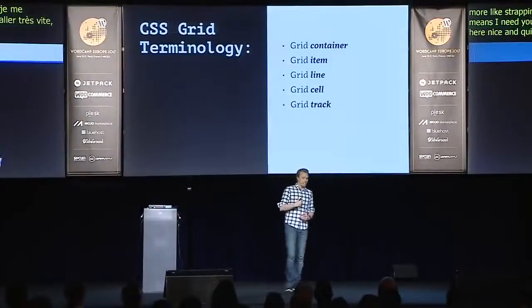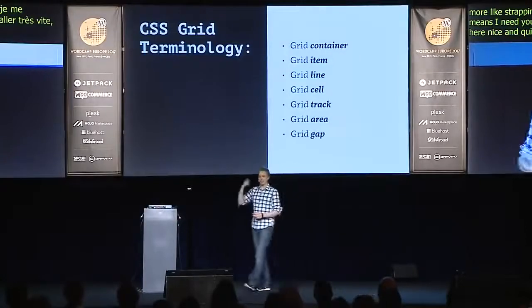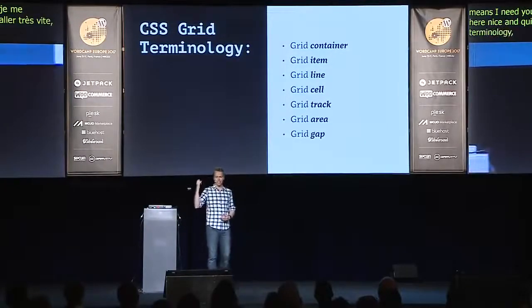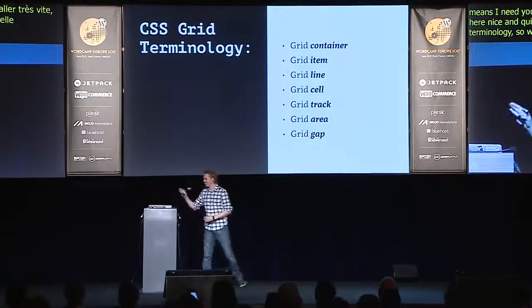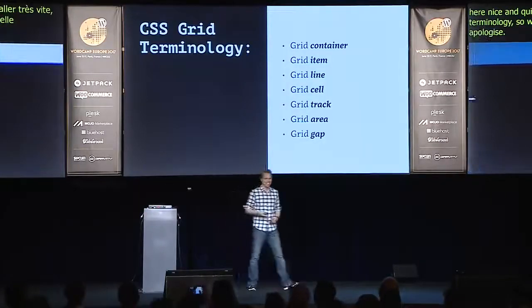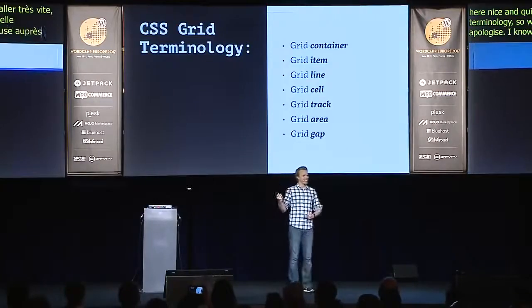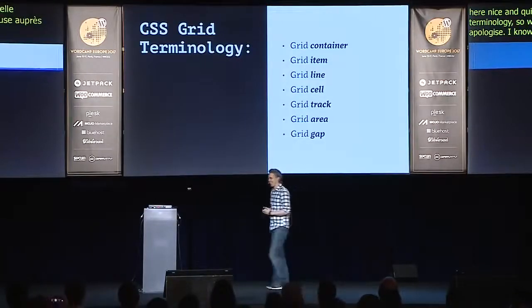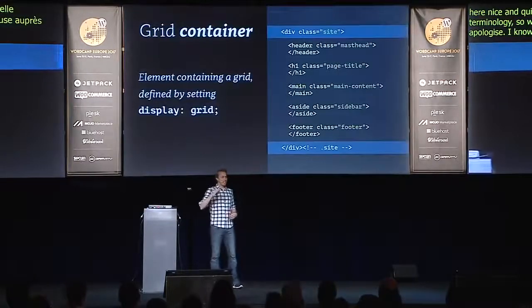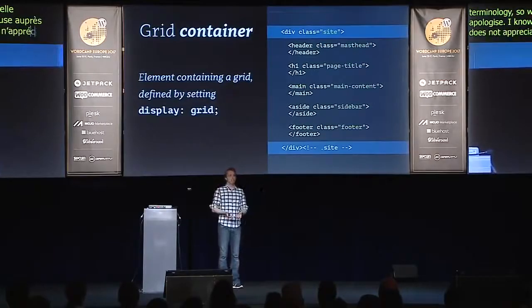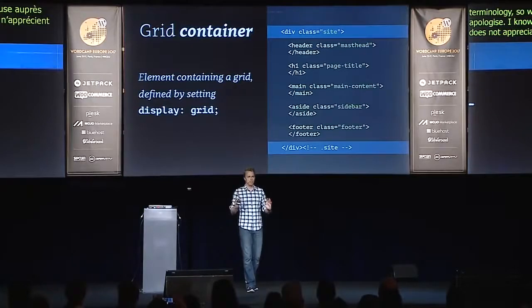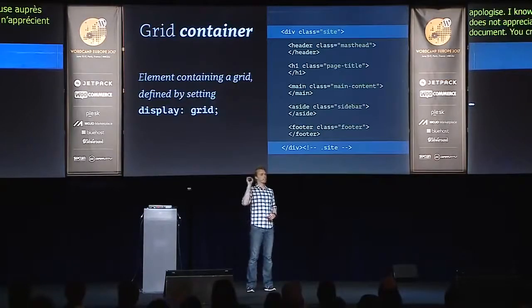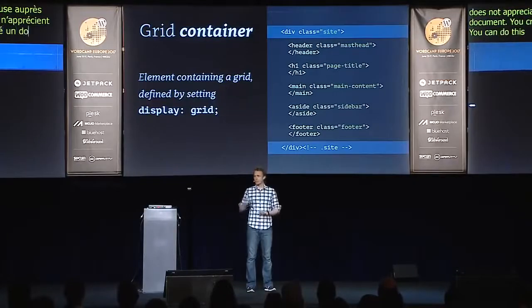CSS Grid needs new terminology. So we have grid container, grid item, grid line, grid cell, grid track, grid area, grid gap. I apologize. I know you have to do this. There's a simultaneous translator who does not appreciate me speaking fast. So grid container is any container in your document that you create a grid inside. You do that by simply declaring display grid. You can do this to as many elements as you want on the page.